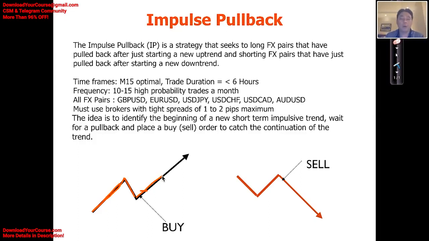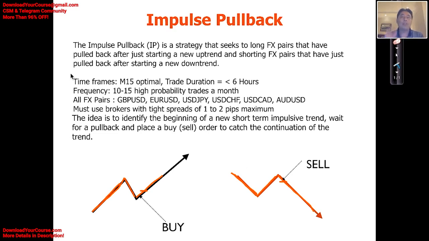Similarly, if we want to go short, we're looking for a signal of a new short-term downtrend over here. So that's a new short-term downtrend. And again, we wait for a minor pullback or retracement from the candlestick patterns. And we place our sell order over there to catch the continuation of the trend, the new impulsive wave going down. So again, we're going to go into the specifics in a while.